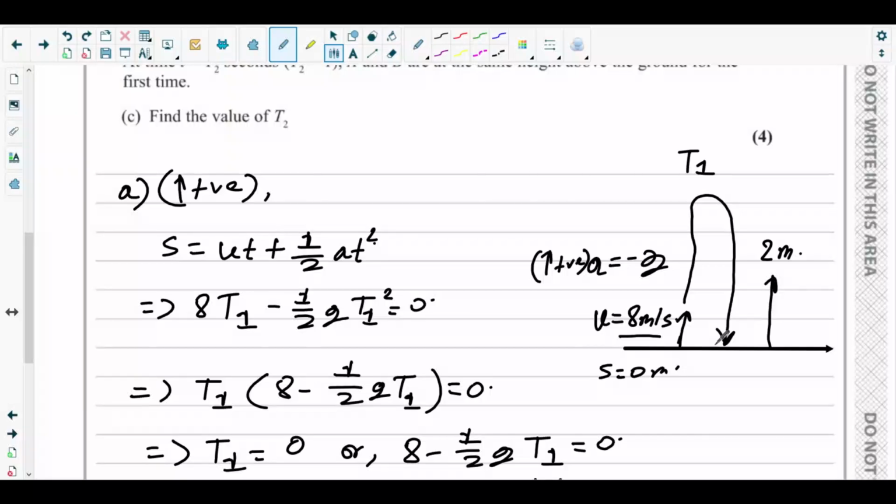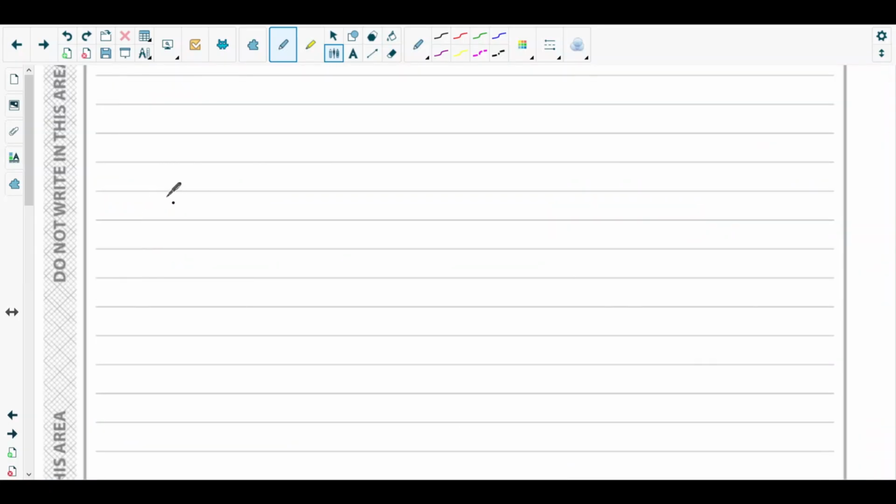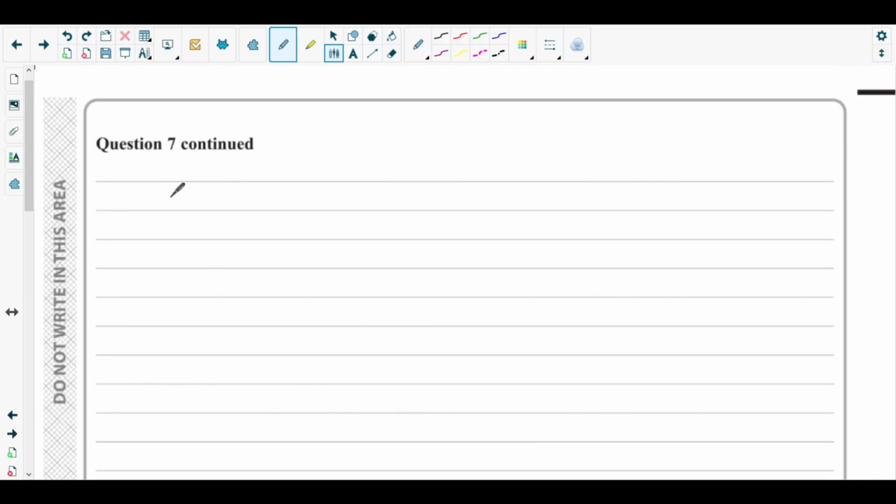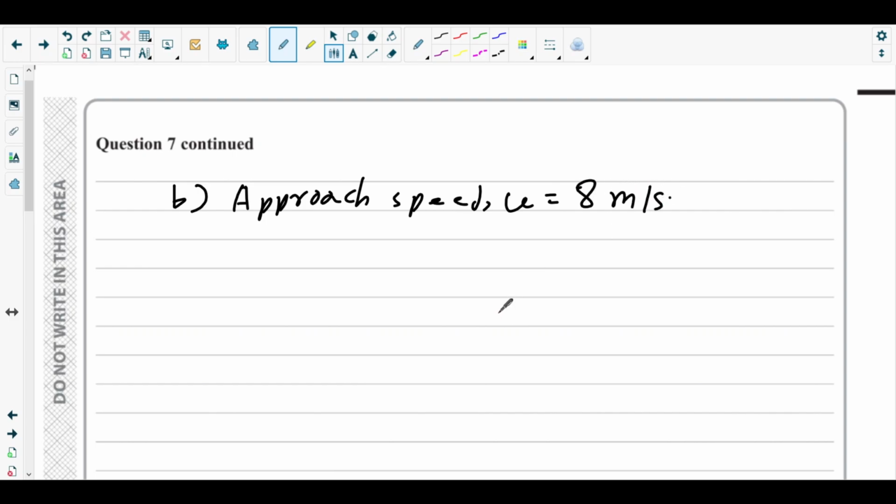So that means initial speed is equal to the final speed. So we got the approach speed. For part B, approach speed, this is U. It is 8 meter per second. Okay. Now we need to find out the rebound speed.